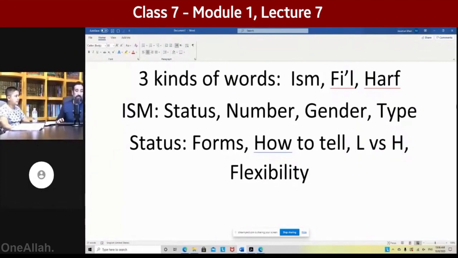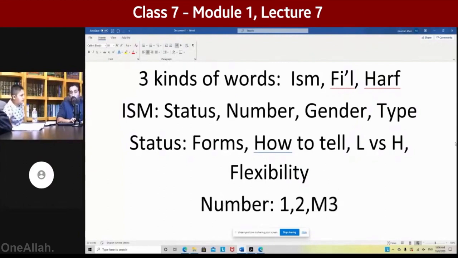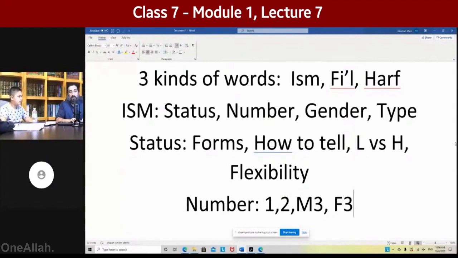Okay, so that's flexibility. Then we talked about number. And in number, we were most concerned that when you look at a word, it could be singular, it could be two. If it's singular, it's un an in or uai. If it's pair, it's ani aini aini, or the light version ai. It could be masculine plural, which means una, ina, ina. Sounds like a BMW M3. It could be the feminine plural. That sounds like a race car too, an F3.